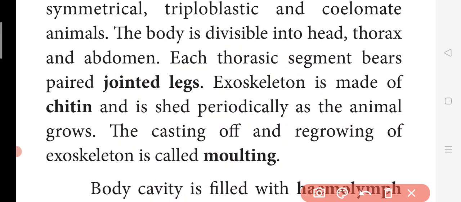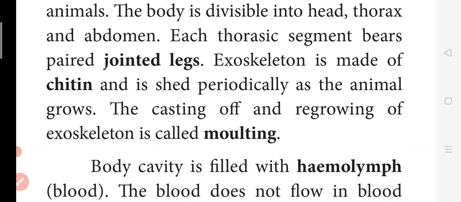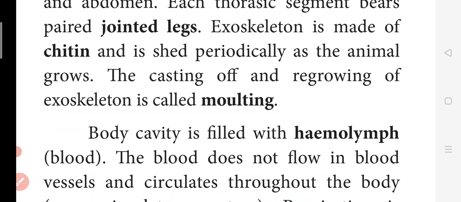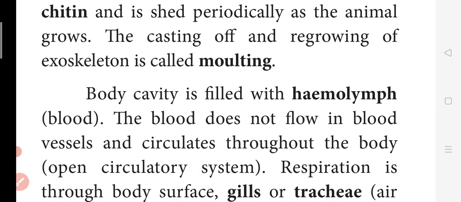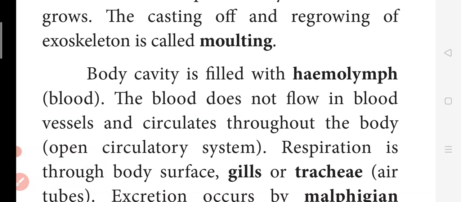The exoskeleton is made up of chitin, a chemical substance, and is shed periodically as the animal grows. Like how a snake removes its skin, shedding its skin. Yes or no? Same way. That shedding of snake skin is actually chitin only. As the animal grows, the old one is removed and changes continuously. The casting off and regrowing of this exoskeleton, we call it molting.